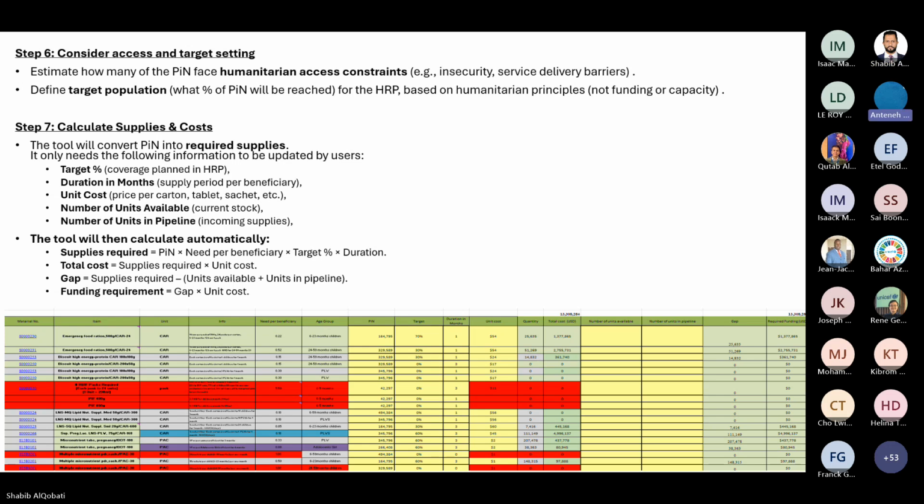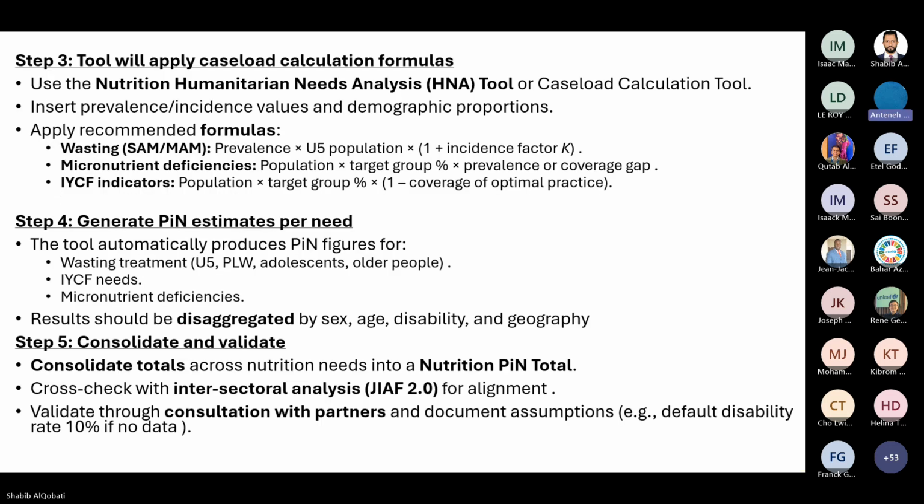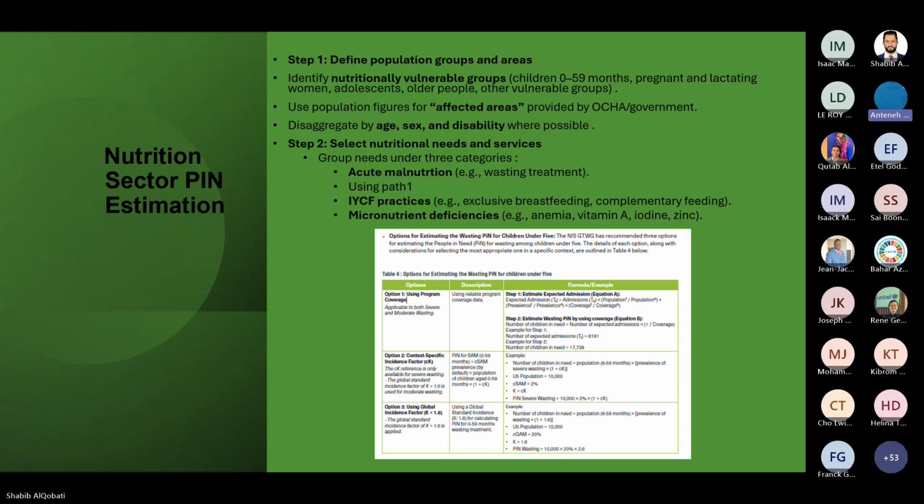Yeah, you can go back to the previous slides. I think slide number, yeah, this one. So I guess the question is, which path for estimating the PIN for wasting?